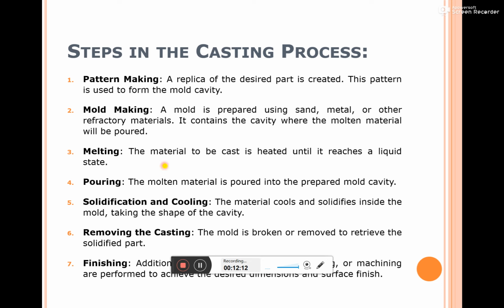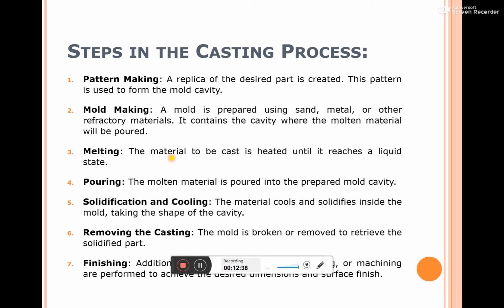After making the mold, we have to melt the material. To melt that material we have to use different types of furnaces. We can use coal fired furnaces or oil fired furnaces, or sometimes we can use the cupola furnace, or some different induction furnaces. Like that, different furnaces you can use to melt the material.